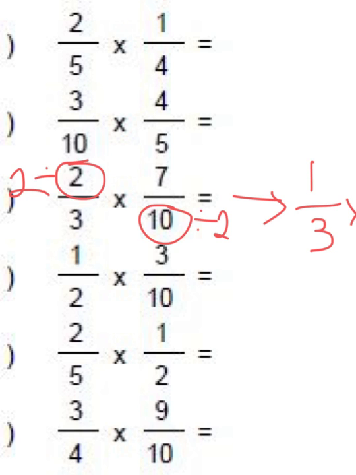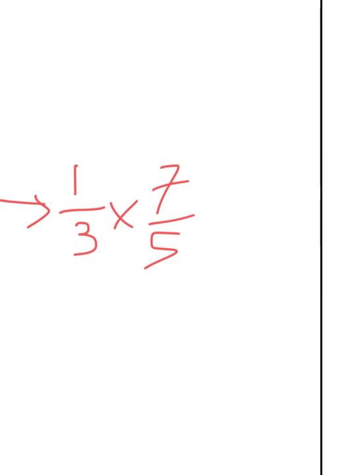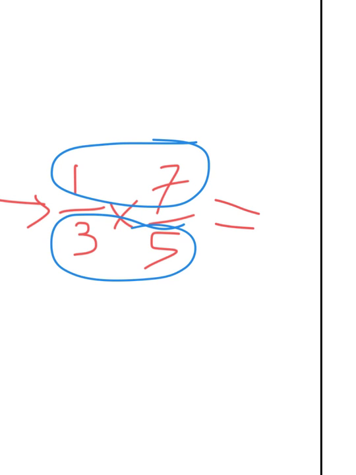Now, can we simplify anything else? No, right? So we multiply across. We do the bottom and we do the top. What's 3 times 5? 15. And what's 7 times 1? 7. Now that we did the example, let's go back to page 1 and go over simplifying. The answer is 7 over 15 right there, because we cannot simplify.